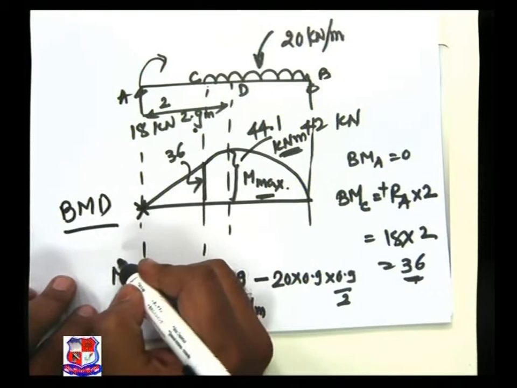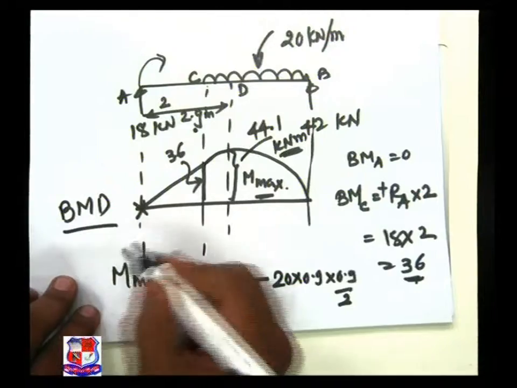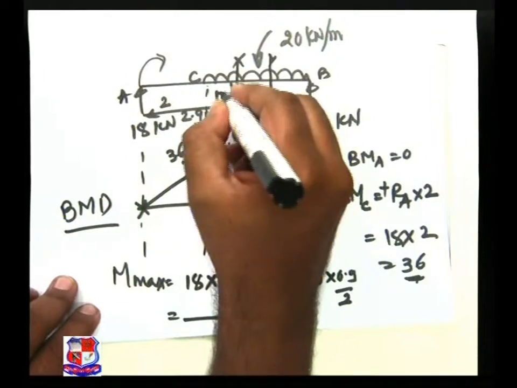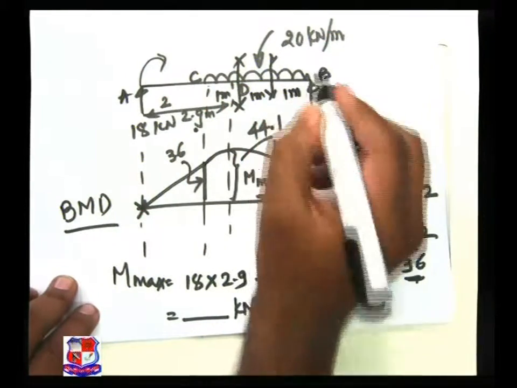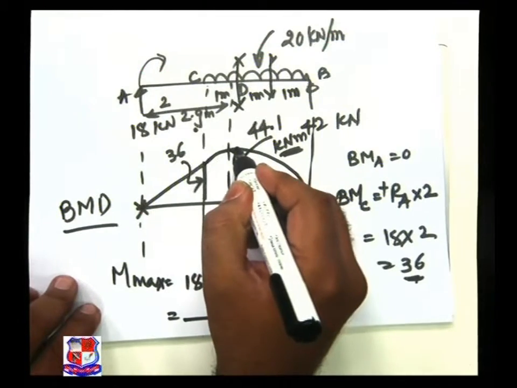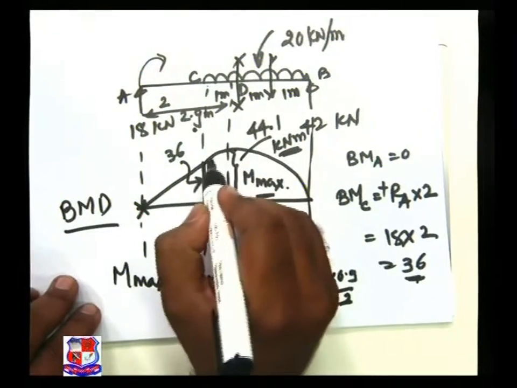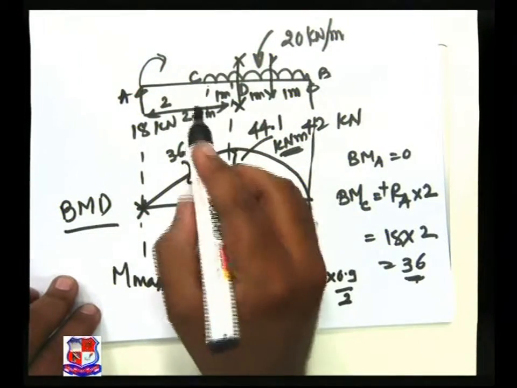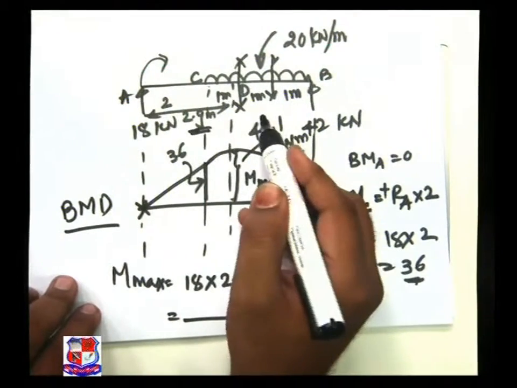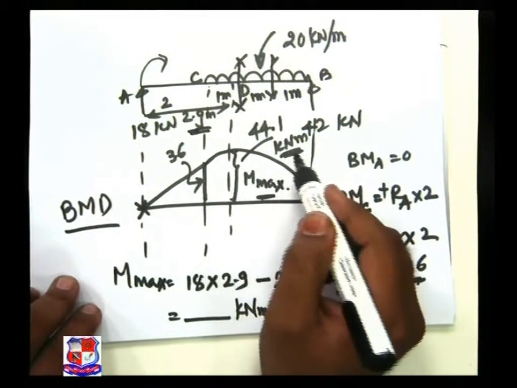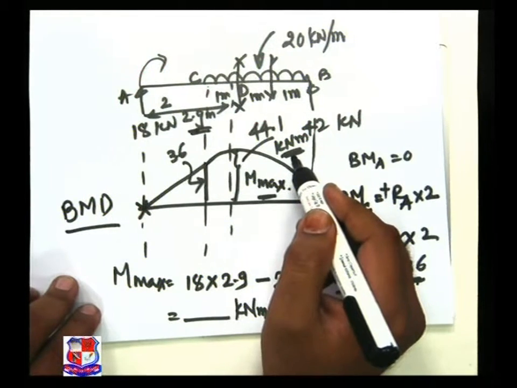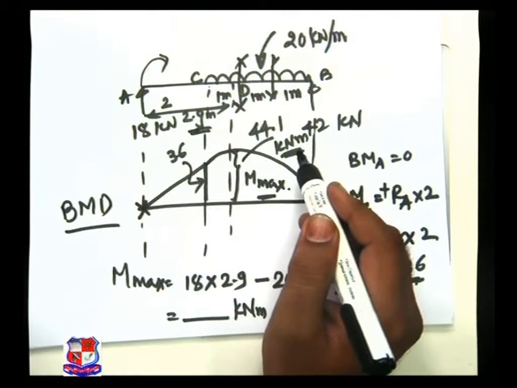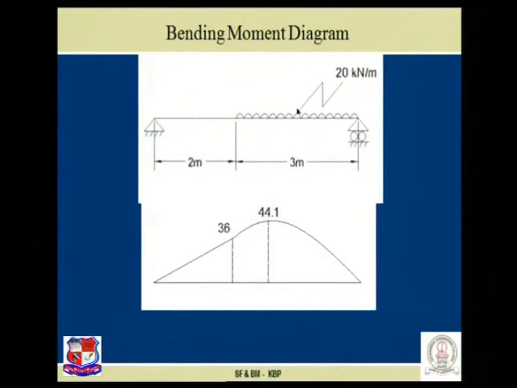You can also plot this bending moment diagram by taking sections at 1 meter interval. Take a section over here. So this is 1 meter, this is 1 meter, and this is 1 meter. Find out the ordinate at each point and join those points. But ultimately you have to find out the maximum bending moment at 2.9 meter because the shear force is 0, and that value comes to be 44.1 kilonewton into meter. So I wish you will be able to find out this BMD with ease and comfort. So let us go for the next problem.